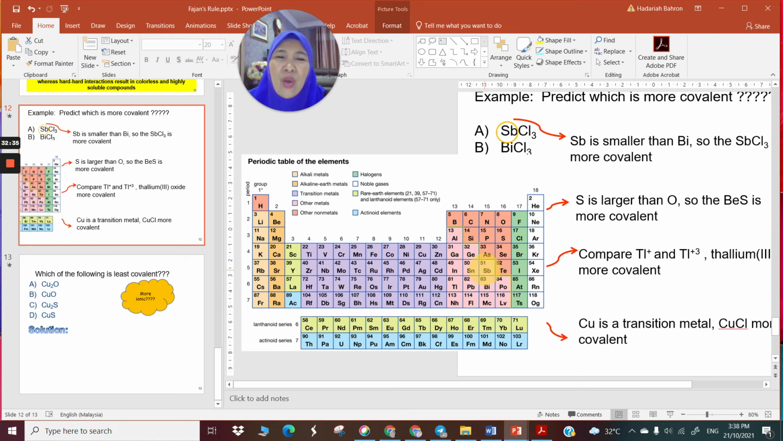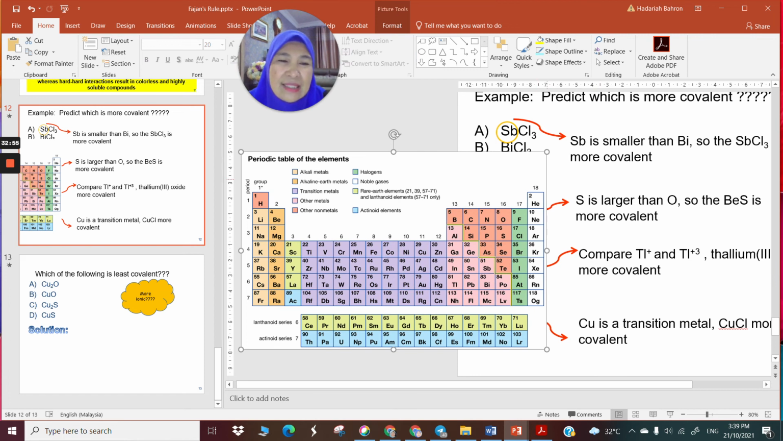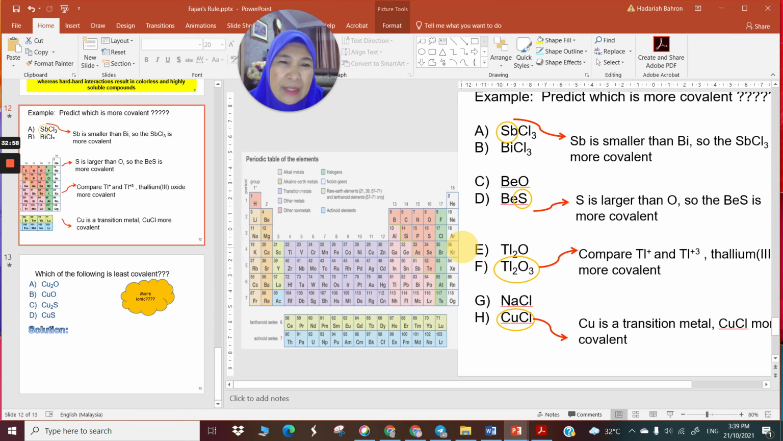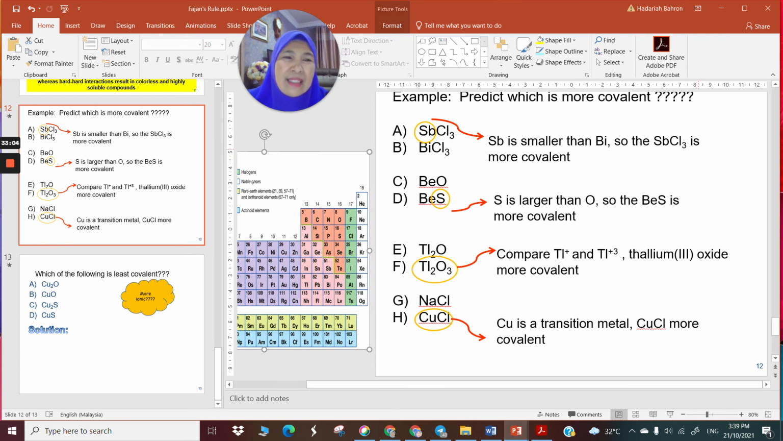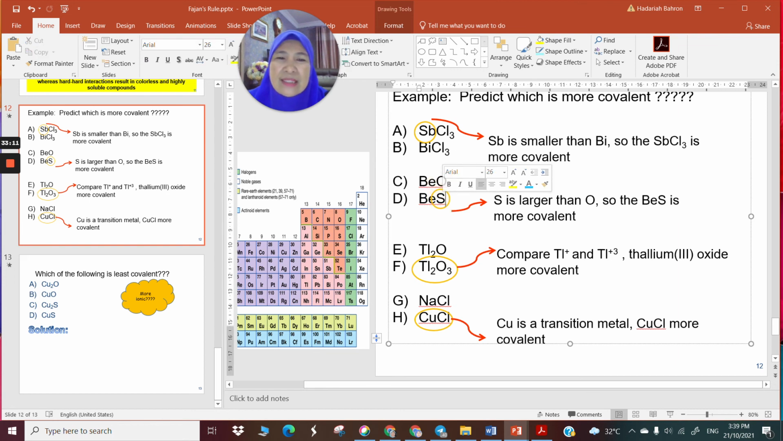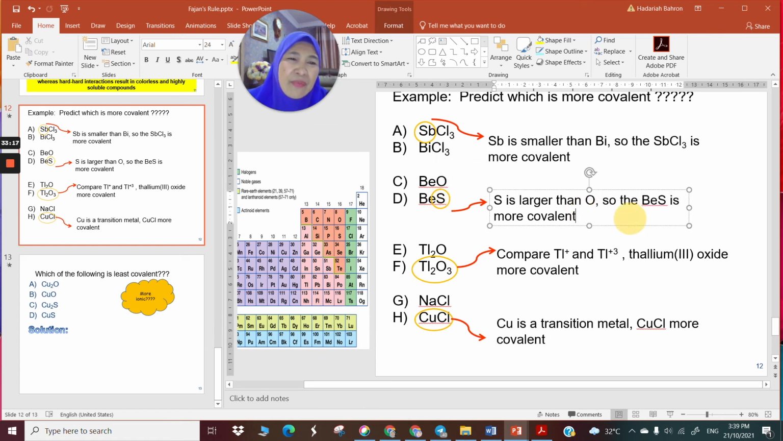It is on the fifth shell, whereas bismuth, where is your bismuth? There. Oh, bismuth is bigger. So bismuth is bigger than stibium, so bismuth is less polarizing compared to stibium. Stibium is smaller than bismuth, so SbCl3 is more covalent. In the next pair, the difference is between oxygen and sulfur. Oxygen is smaller than sulfur, and sulfur is larger than oxygen. Therefore, BeS, beryllium sulfide, is more covalent.